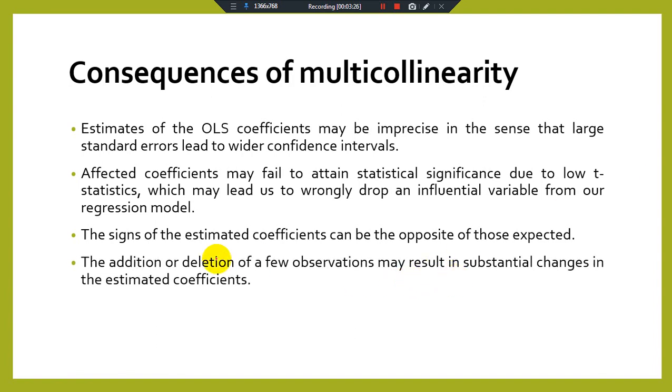The addition or deletion of a few observations may result in substantial changes in the estimated coefficients. If we have a wide range of time series data on x1 and x2, and we remove some observations from x1, and the coefficients are not changing, then there is less chance of multicollinearity between x1 and x2.